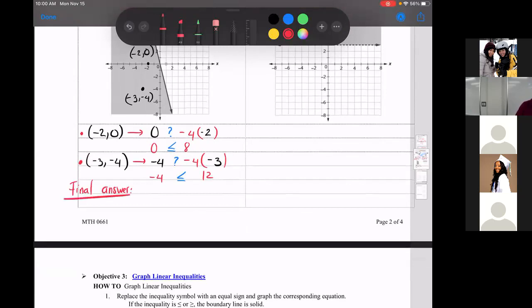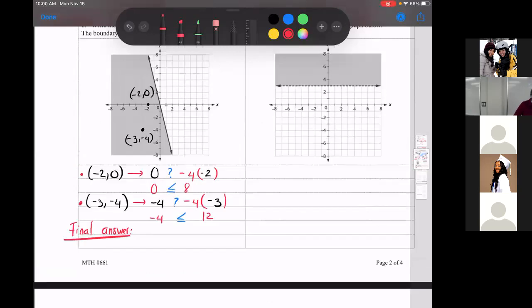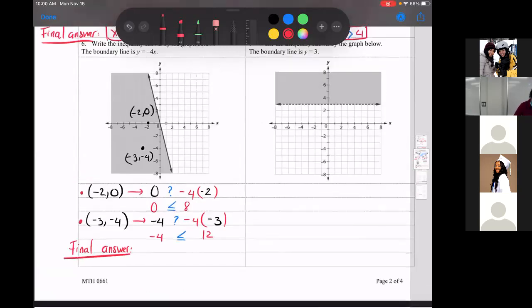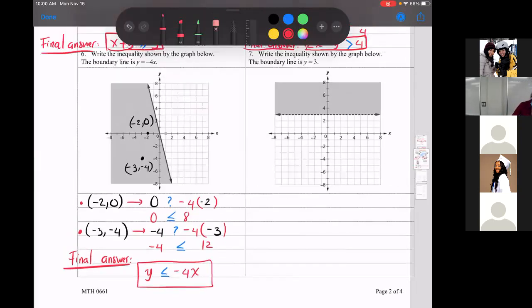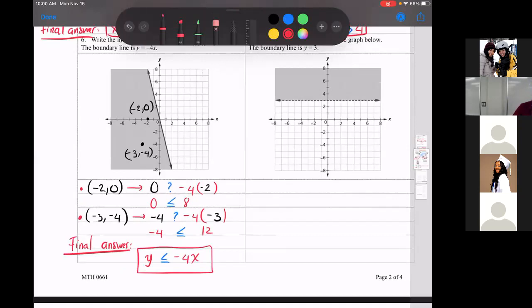What's your final answer? What does that tell you? What does it mean? Oh. So the complete answer will be, let me do it in blue here, y less than or equal to -4x. Very good.